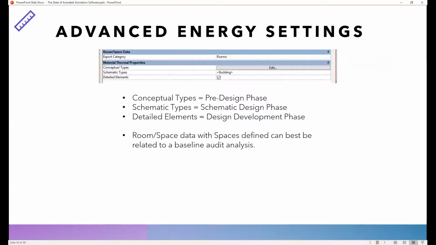Then the bottom half, you can kind of think of it as the materials and thermal properties. Conceptual types is the pre-design phase. Schematic types is schematic design phase. Detail elements is the design development phase. And so room/space data with spaces can be best related to kind of like a baseline audit analysis, where you're trying to get, how is the building actually performing.